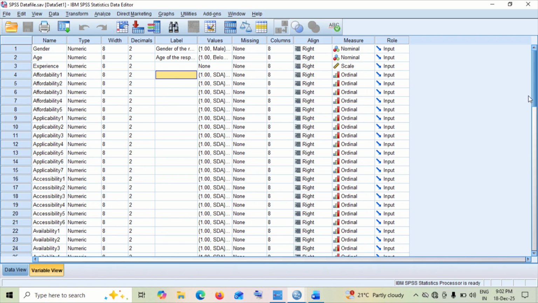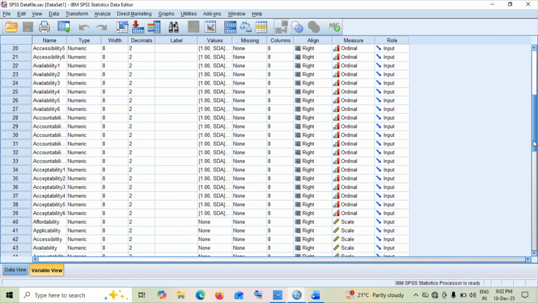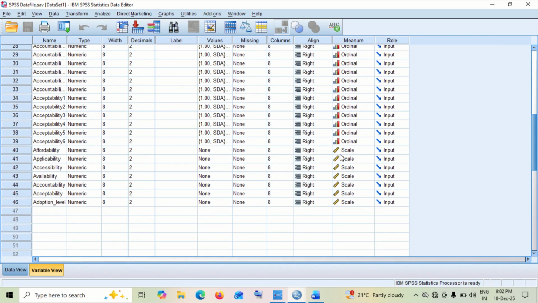Here in this data set, we can see adoption level is the main variable, which we can measure by using 6 components, that is affordability, applicability, accessibility, availability, accountability and acceptability. Hence we have to check whether these components and the variable have an average value of 3, or greater than or less than 3. First of all, we have to check the introduction of one sample t-test.